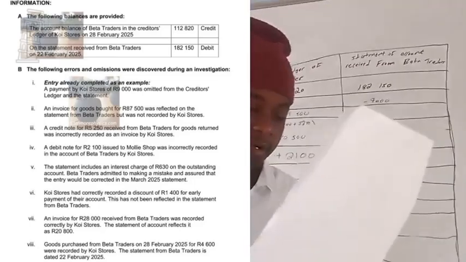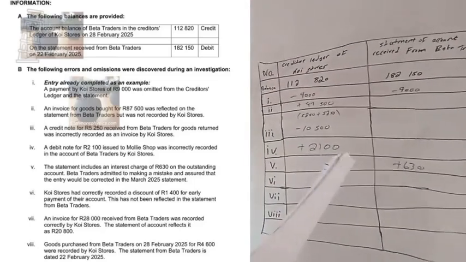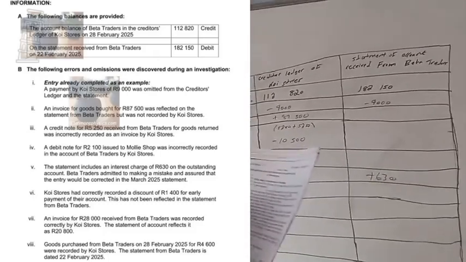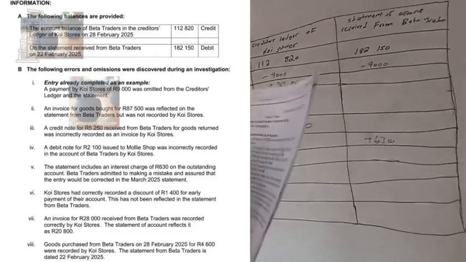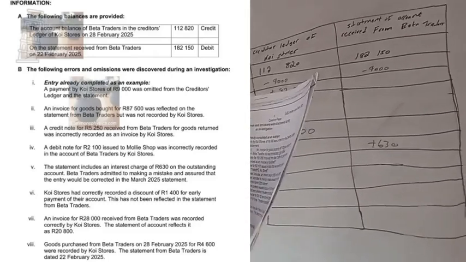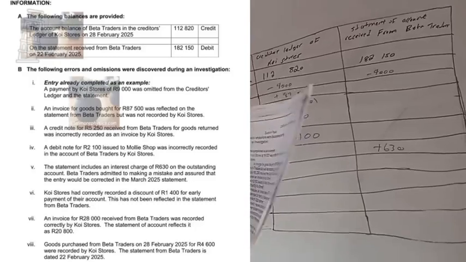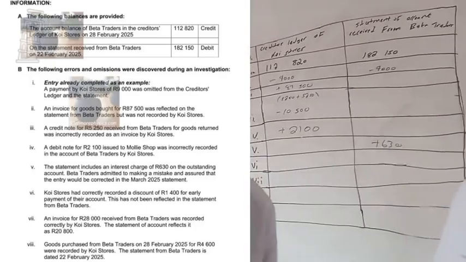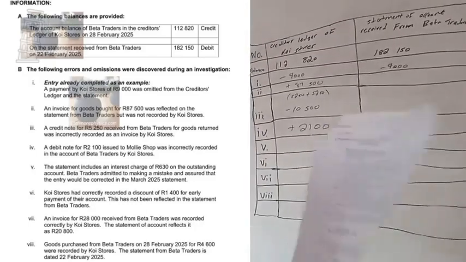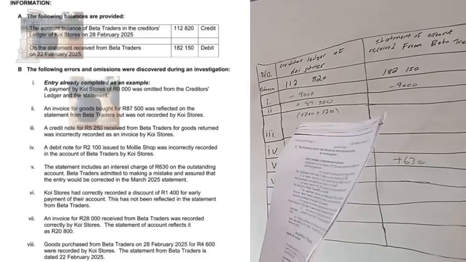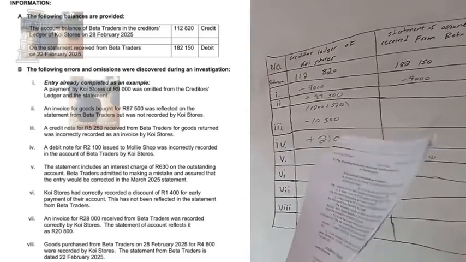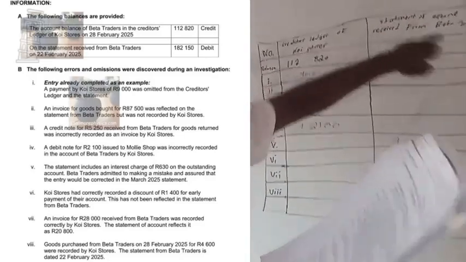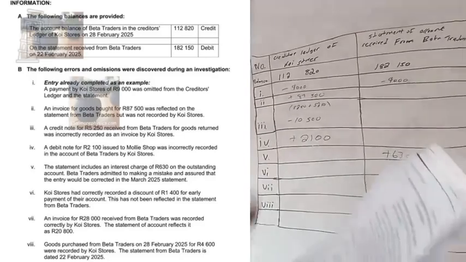Okay, guys, so Roman finger 6. They say that Coin Stores had correctly recorded a discount of 1,400 for early payment of the account. This has not been reflected in the statement received from Better Traders. So we paid early, guys. So they gave us a discount of how much? 1,400 for paying early. But here, in the statement, Better Traders didn't record that they gave us a discount of how much? 1,400.